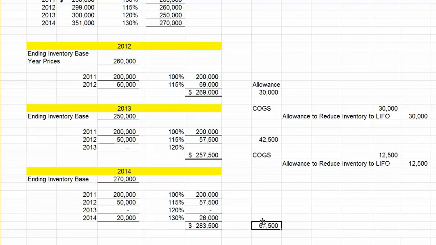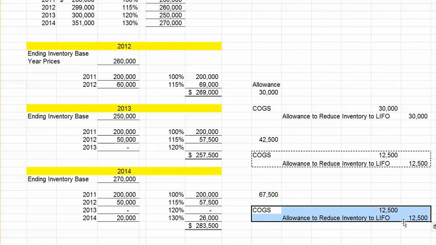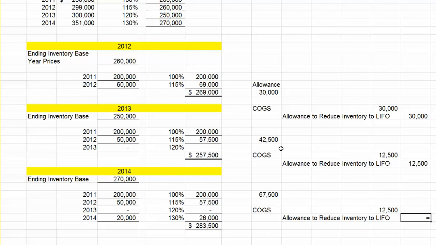We're going to need an entry to increase the allowance to $67,500. The prior year's allowance was $42,500. So in terms of our entry for the current year, we're going to need to increase the allowance by $67,500 minus the $42,500. Our entry to increase the allowance in the current year will be $25,000.